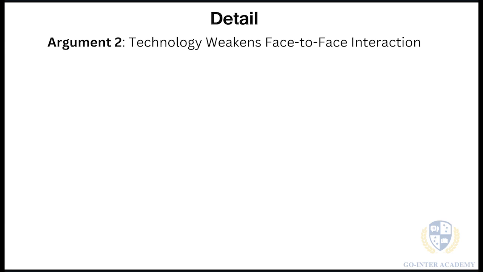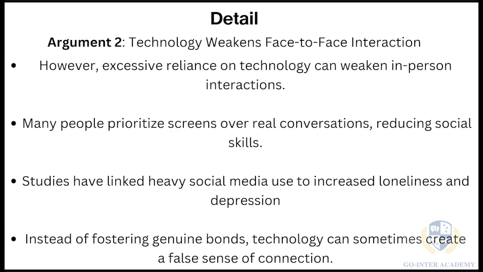Now we're going to write another paragraph in the detail showing how technology weakens connection. We're going to look at the opposite view, the idea that technology is hurting real relationships. So we're going to follow the same structure by having a clear topic sentence, explanation, evidence, and a final insight. However, excessive reliance on technology can weaken in-person interactions. Now this topic sentence opens up an argument on technology.